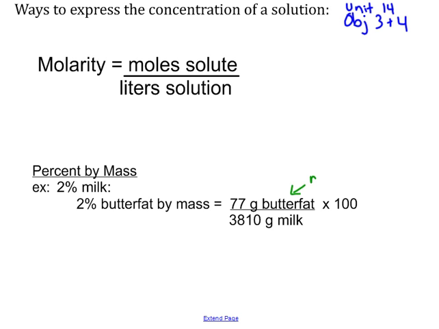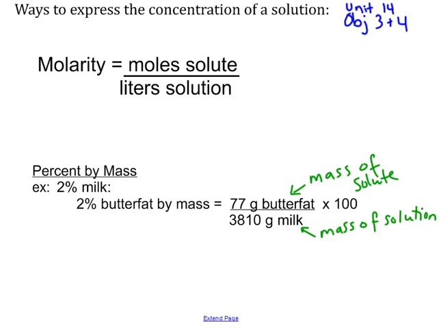So in this example, the 2% butterfat, the 2% milk, what we have here is the mass of the solute, in this case 77 grams of butterfat, divided by the mass of the solution, and in this case the mass of the milk itself. And so 3,810 grams of milk in a gallon. Of that 3,810 grams of milk, 77 grams of that is butterfat. So if you divide those two numbers and multiply by 100, you get percent by mass, because those two numbers are, of course, in grams.